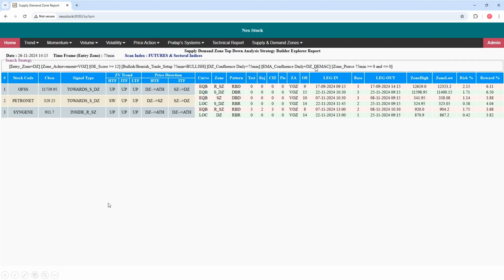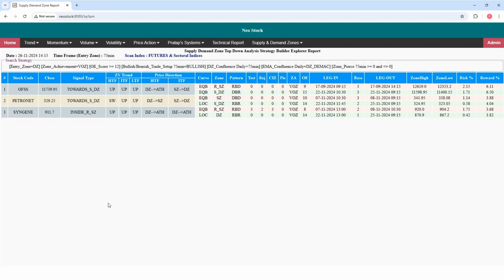Understand the abbreviations properly. You have to observe. DEMAC, daily EMA confluence. WEMAC means weekly EMA confluence. MEMAC means monthly EMA confluence. This is the way you have to understand the abbreviations. Okay, anyway, here we are using daily EMA confluence. The reason is our entry zone, 75 minutes demand zone, is part of the daily demand zone. That means zone confluence. Okay, in all these stocks, all the three stocks, all these 75 minutes demand zones have daily demand zone confluence.